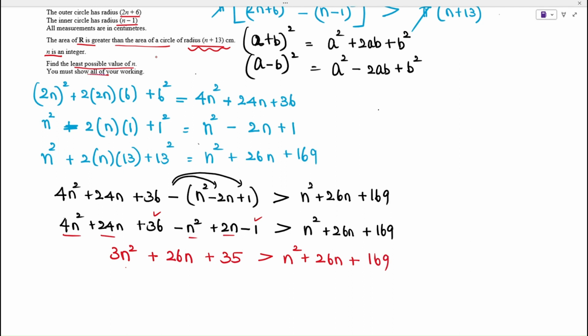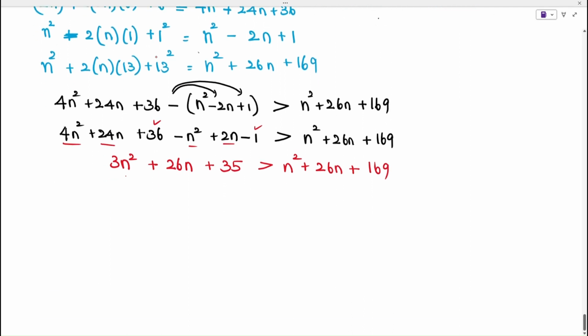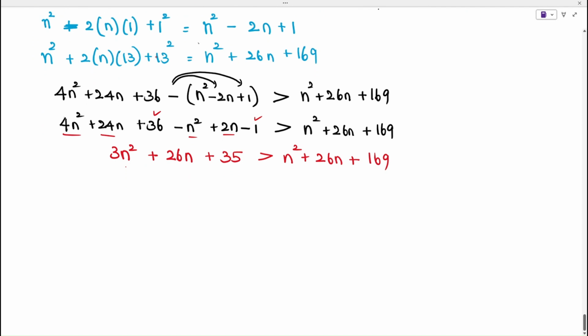Now what we can do is move everything on our right-hand side onto our left-hand side. So we put all our n values together and our integers as well. When we join it together, we get something similar to a quadratic format where we have an equation equal to 0, and then we can solve it from there. So if we move everything to the left, we have 3n² + 26n + 35 − n² − 26n − 169, and this is greater than 0.